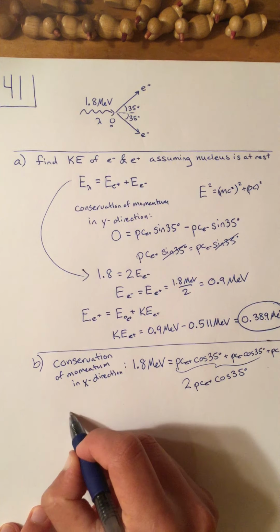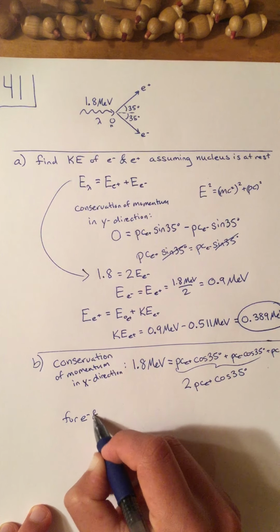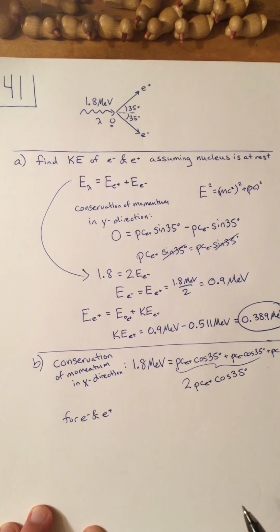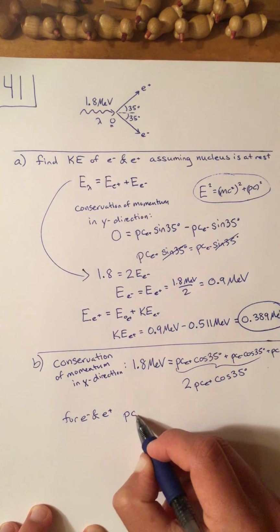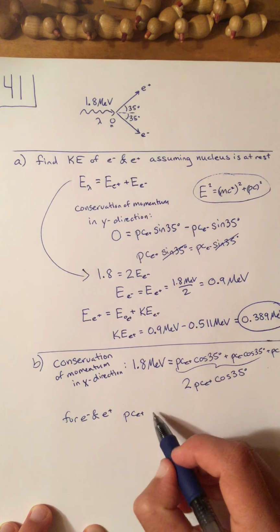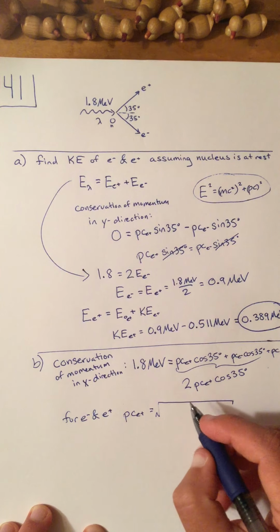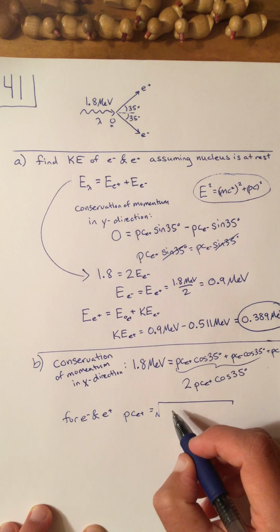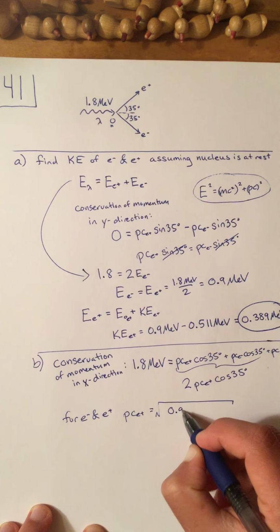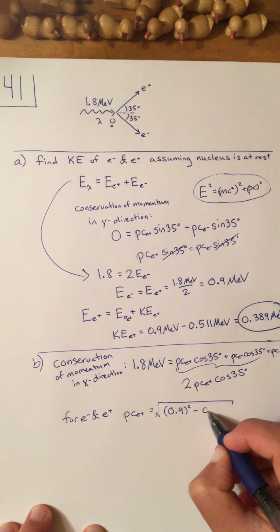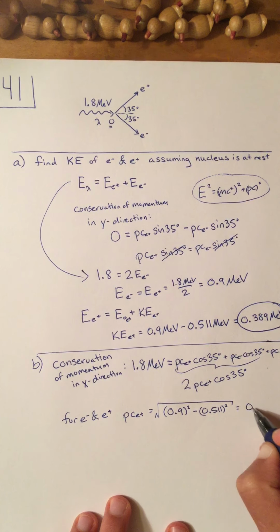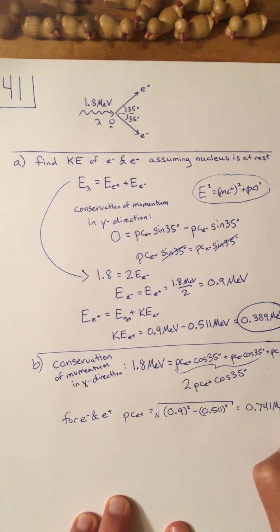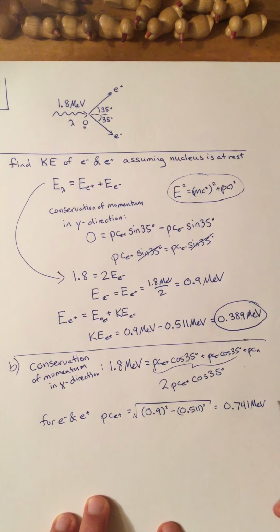Okay, so for the electron and the positron, we had the total energy and we have the rest energy. So we can actually use this equation up here to find the momentum. If I take this and rearrange it, I get the total energy. The total energy was 0.9, so this is 0.9 squared, minus the rest energy, which is 0.511, and that gives me 0.741 mega electron volts.